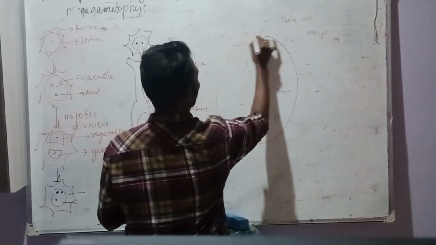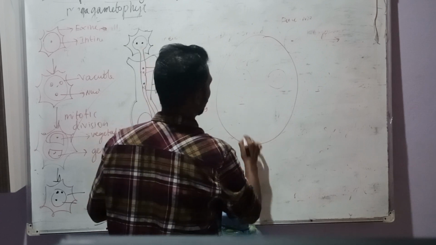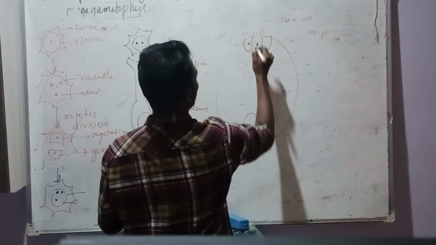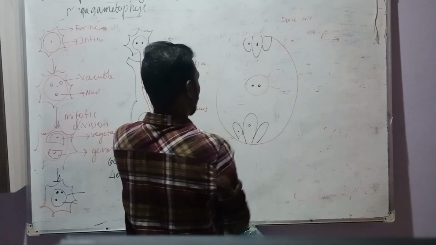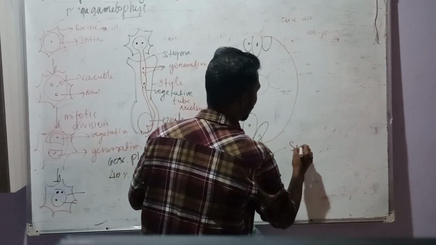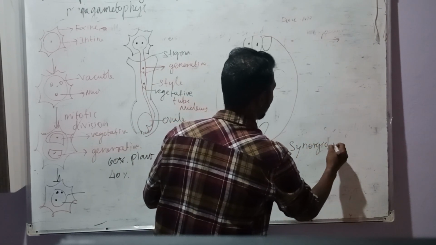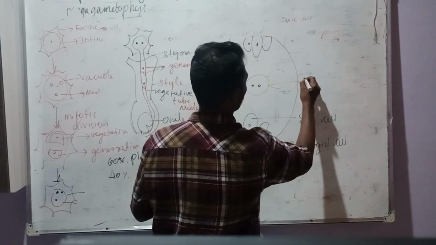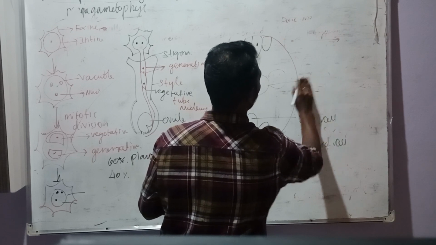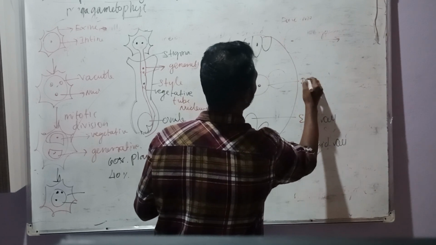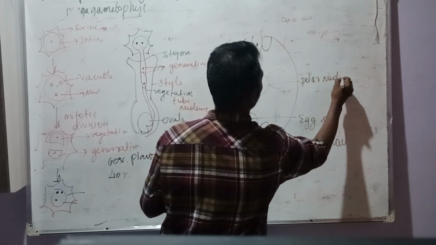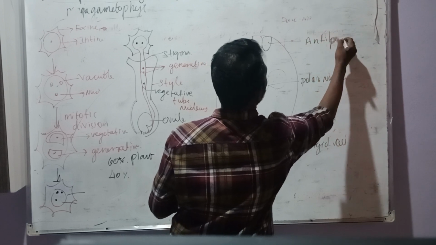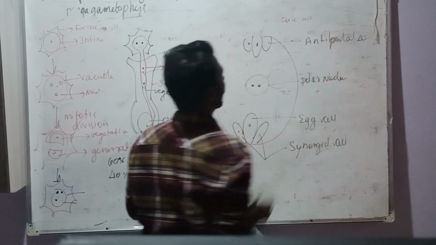Now, the big embryo sac has three cells at the bottom, three cells at the top and two nuclei in the middle. These two cells at the micropylar end are called synergid cells, and this is the egg cell. This is the polar nuclei, and these are the antipodal cells.